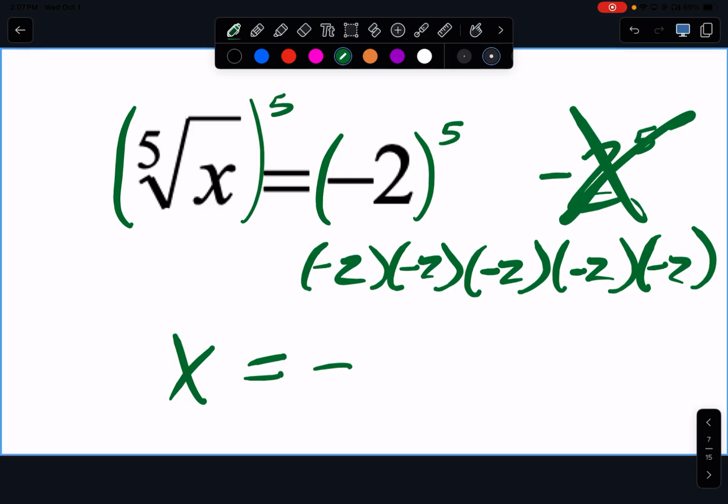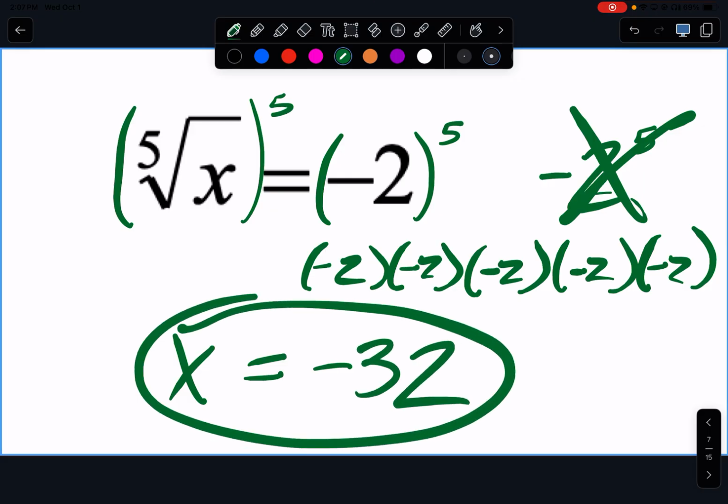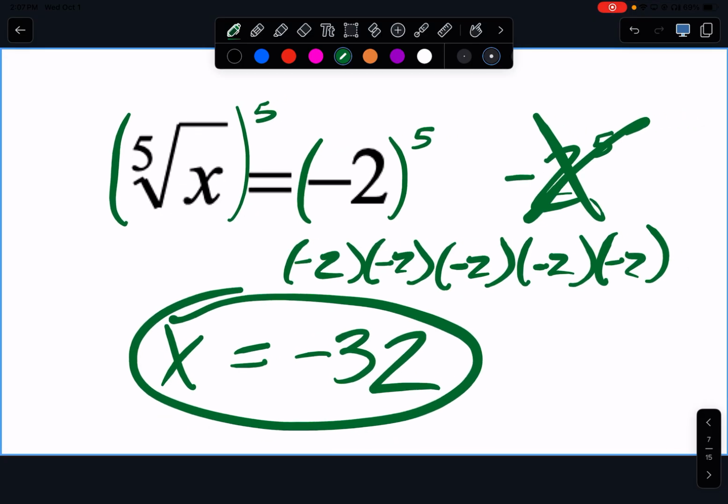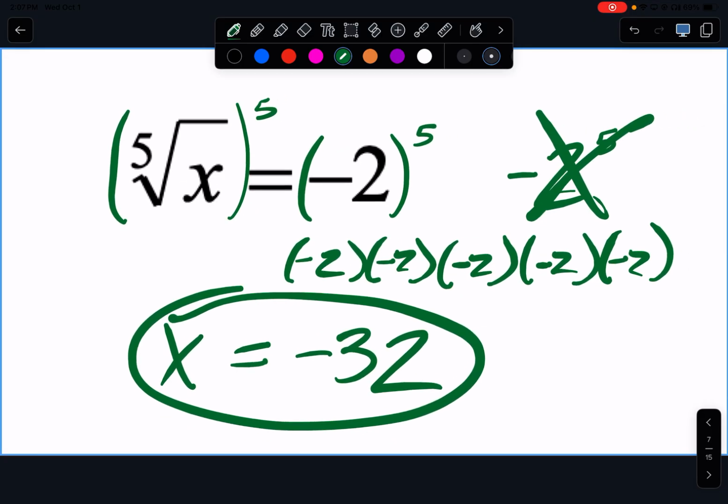Okay, and then 2 times 2 times 2 times 2 times 2 is 32. 2 times 2 is 4. Times 2 is 8. Times 2 is 16. Times 2 is 32. Any questions on how we get that one?